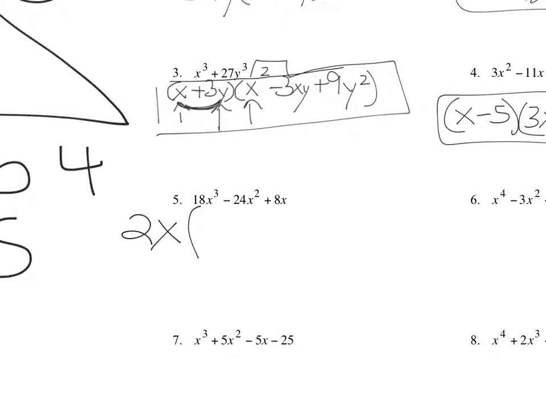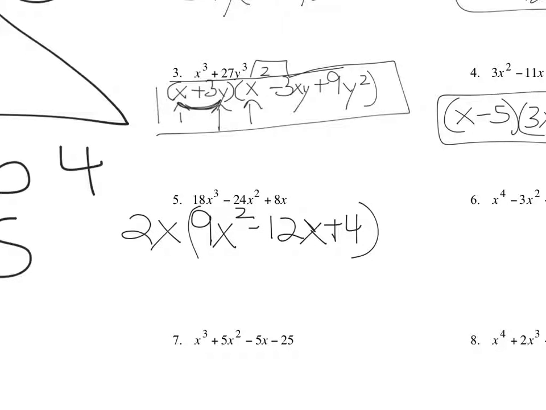All right, then we're going to take that 2x out of everything. You could probably do that. You don't even need me for this one. So we end up getting 9x squared minus 12x plus 4.